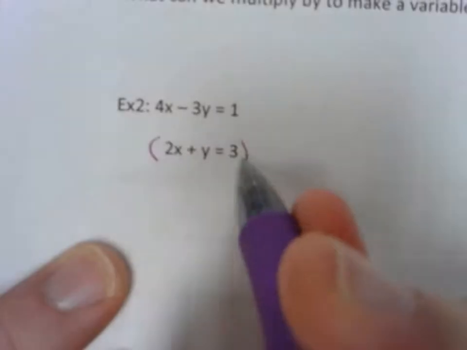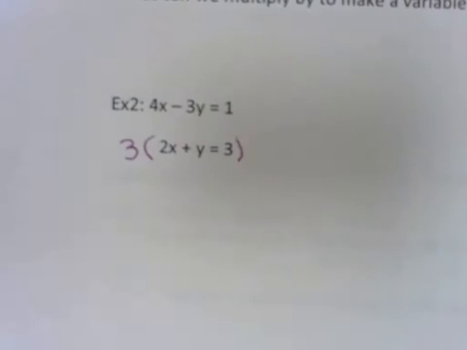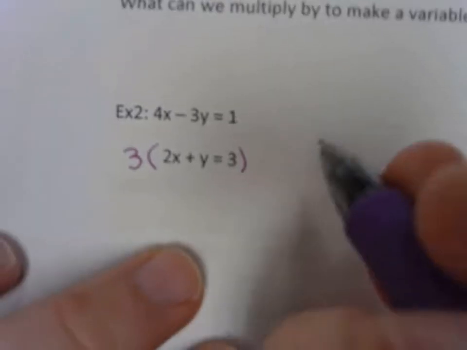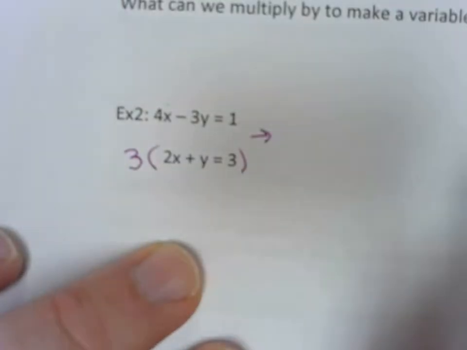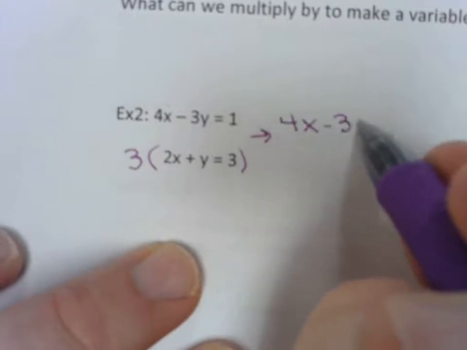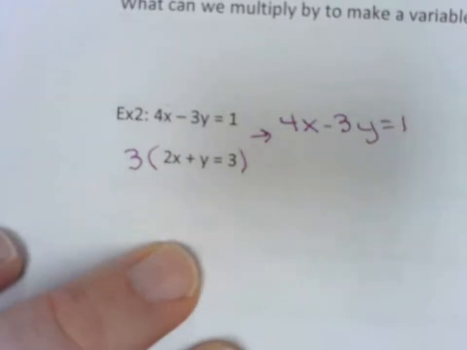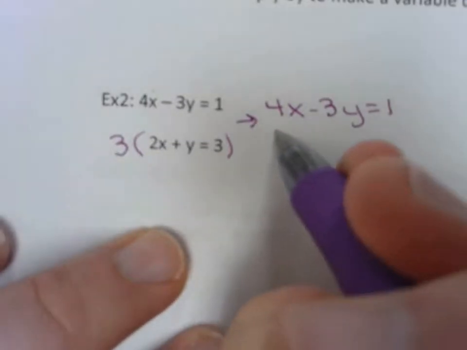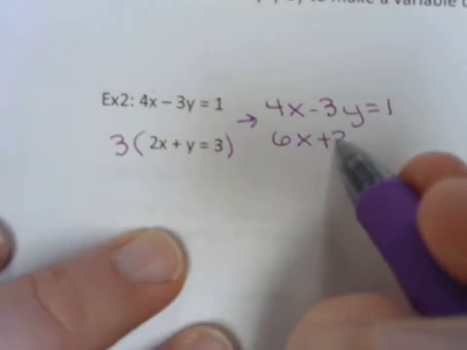So I'm going to take my bottom equation and multiply by a positive 3 because that will give me a positive 3y as my coefficient in the bottom equation. So then when I add, my y's will cancel. So go ahead and rewrite your equations. My top equation stays the same. 4x minus 3y equals 1. My bottom equation, I'm multiplying everything by 3. So 6x plus 3y equals 9.